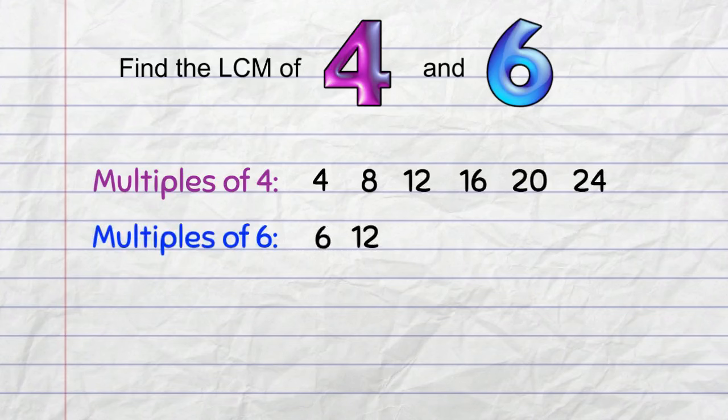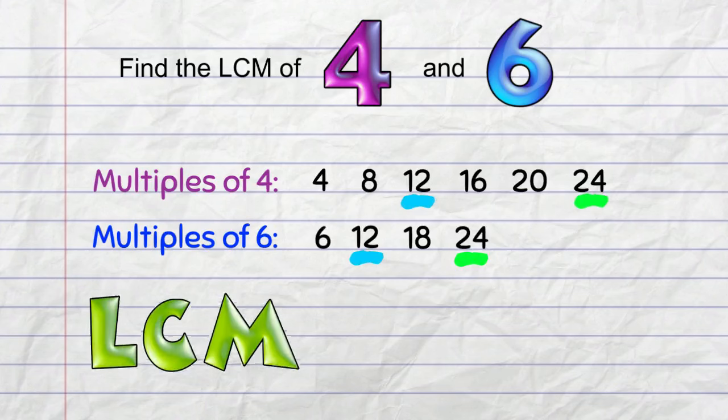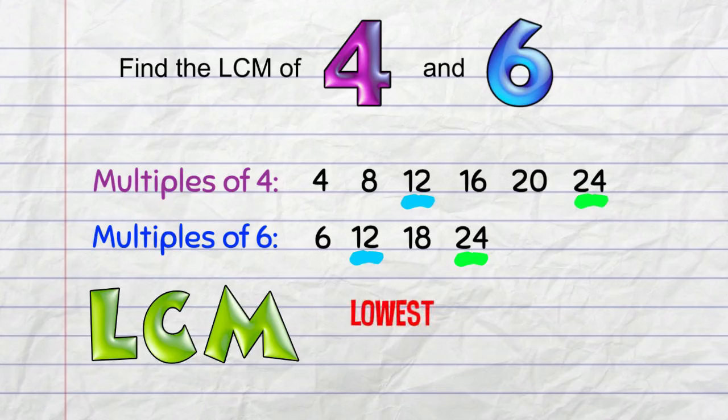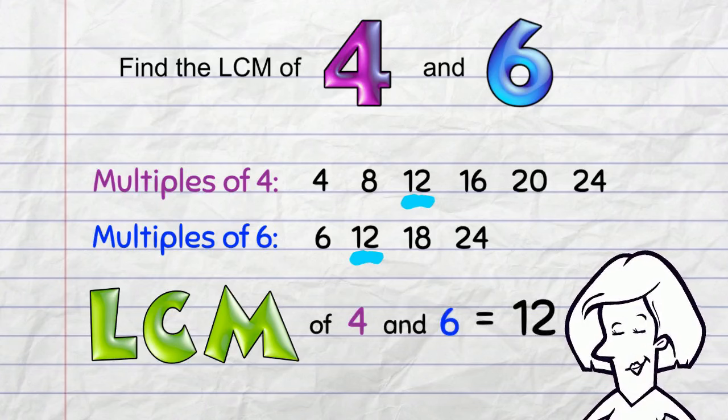6, 12, 18, 24. You can see that 12 and 24 crop up in both listings, so they're both common multiples, but the LCM means the lowest or least common multiple, and the smallest number in both lists is 12. Then we just say LCM of 4 and 6 is 12. That's pretty easy, isn't it?